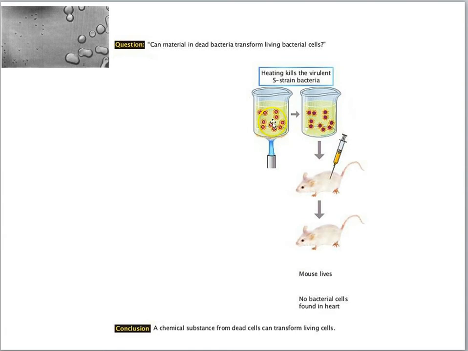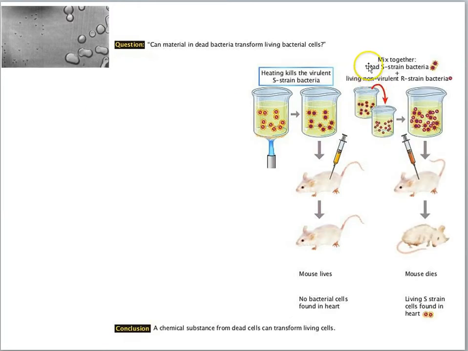Griffith went on then to see if he could destroy the deadly power of the S strain by boiling. When you boil the S strain and inject that material into the mice, they survived, and no bacteria cells were found in the heart. So evidently boiling can destroy the ability of the S strain to be lethal. But next, Griffith is going to do something interesting.